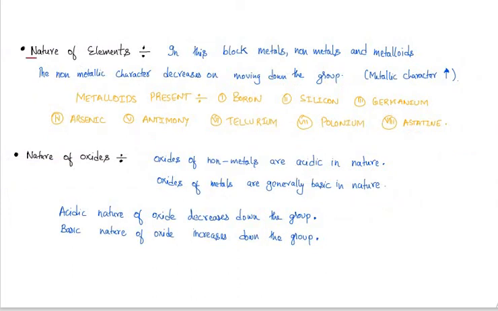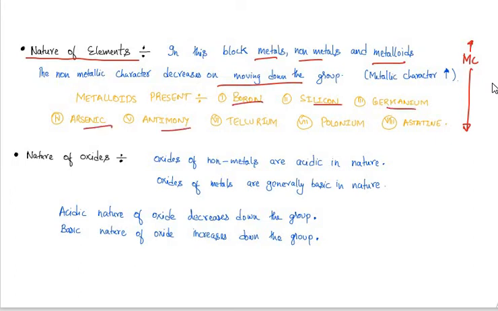So coming to the next point, that is nature of element. The p block is the block in which metals, non-metals and metalloids, all three are present. As we move down the group, metallic character increases, and non-metallic character decreases. The metalloids present in p block are boron, silicon, germanium, arsenic, antimony, tellurium, polonium, astatine. These are the metalloids present, and p block is the only block which contains metalloids.